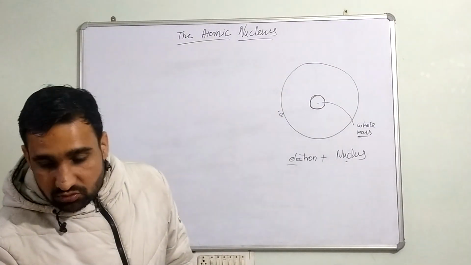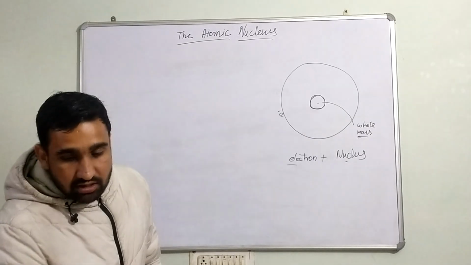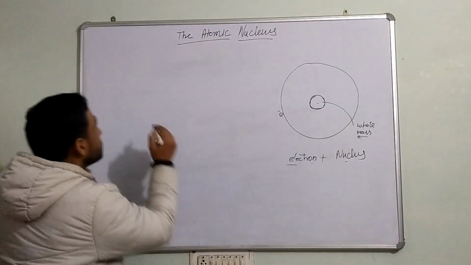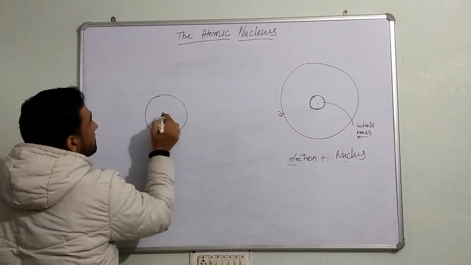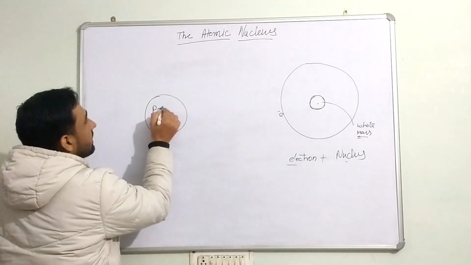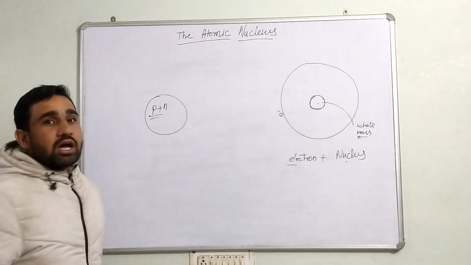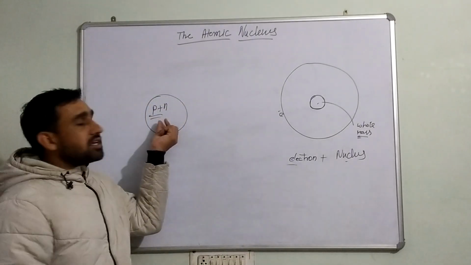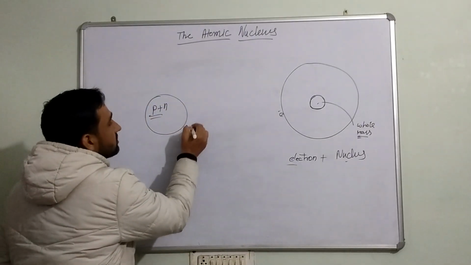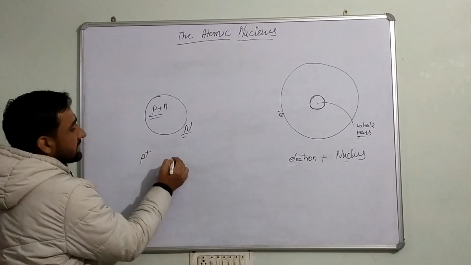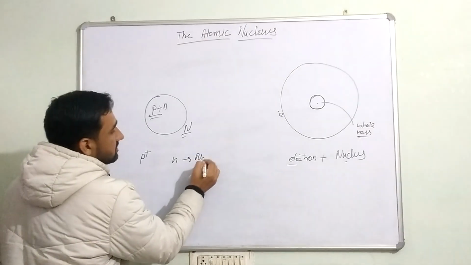Now move to the composition of the nucleus. If we consider, this nucleus consists of two components. One is the proton and another one is the neutron. The whole mass of the atom is considered to be found in this nucleus part. This is known as the nucleus. The proton has a positive charge and the neutron has no charge.